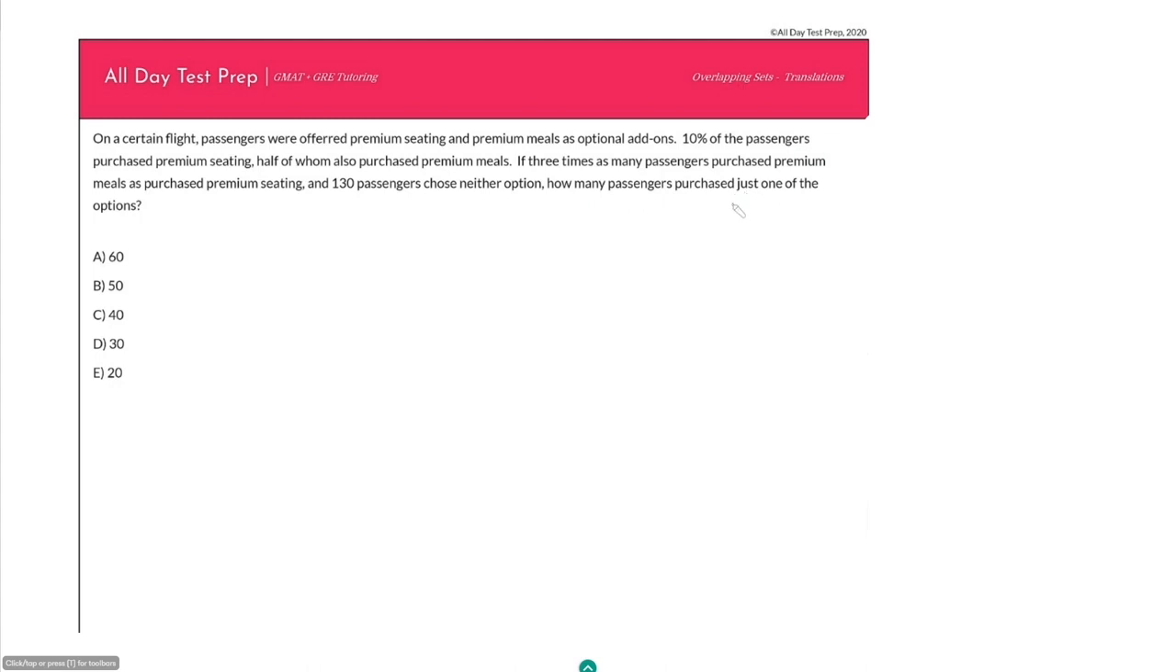So let's start with the question here. There is no single box for the thing they're asking us to solve for: the number of passengers that just purchased one of the options. So we're going to have to think about how we want to set this up so that this is what we are solving for.